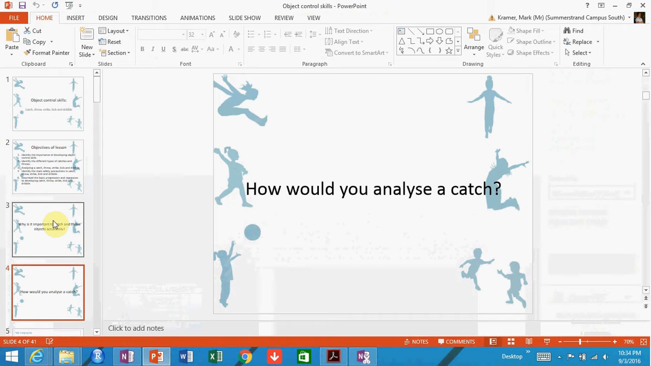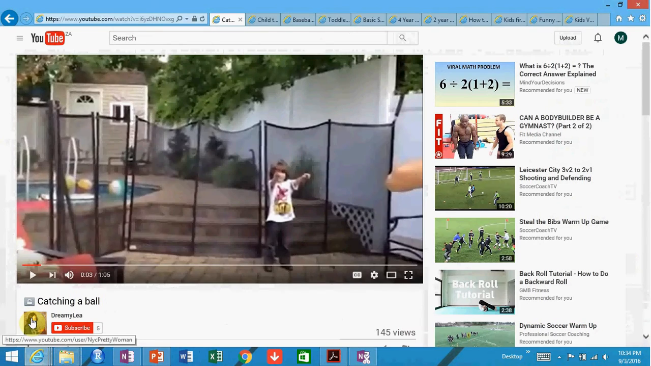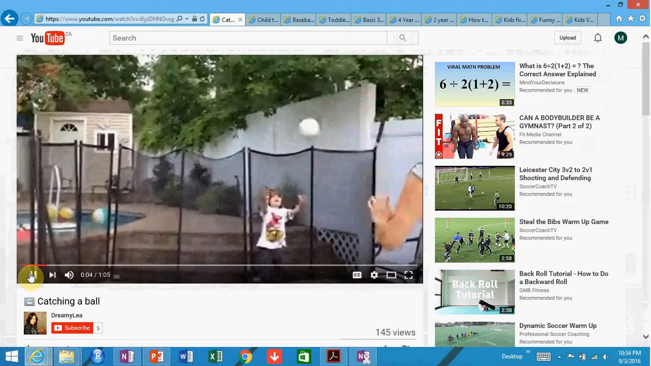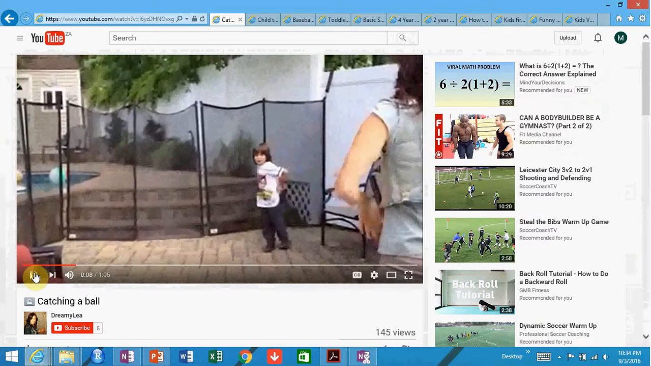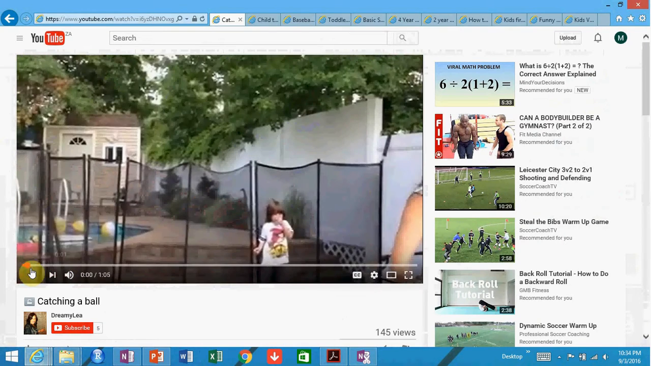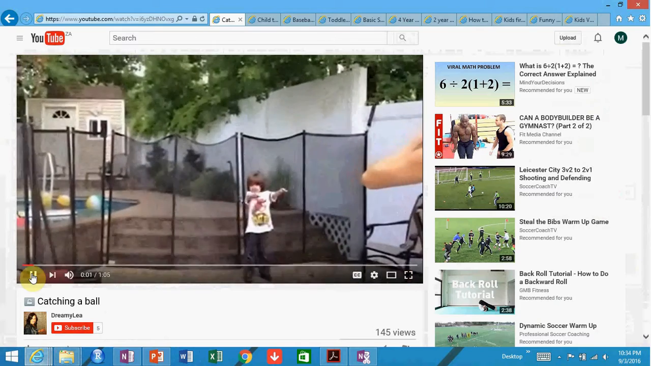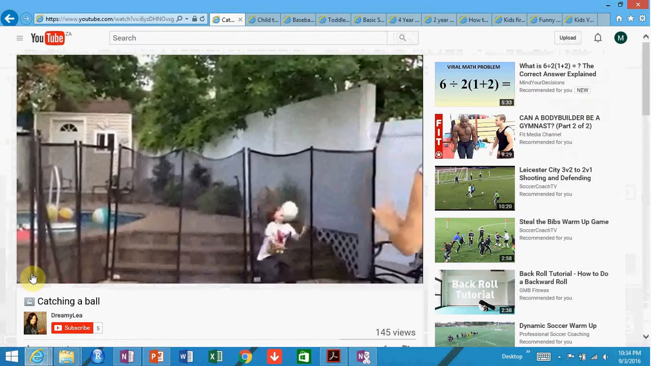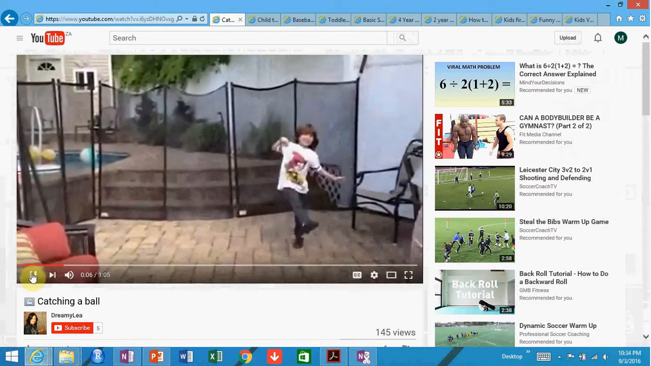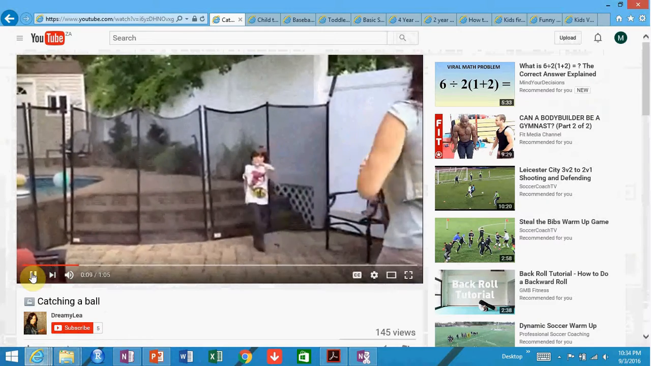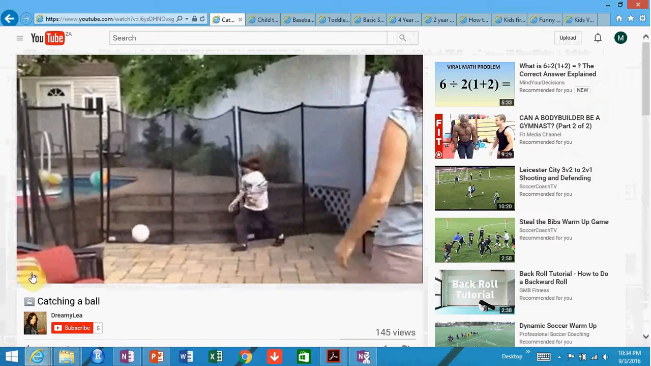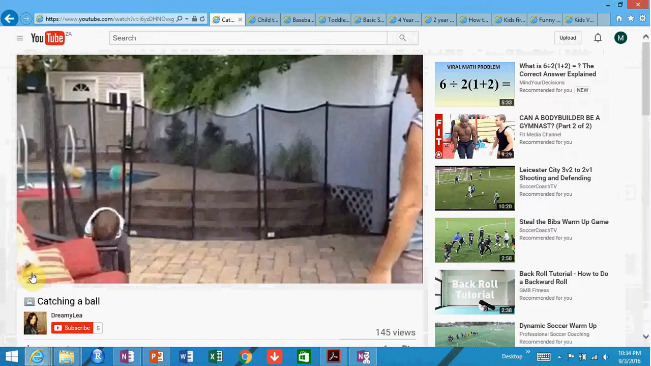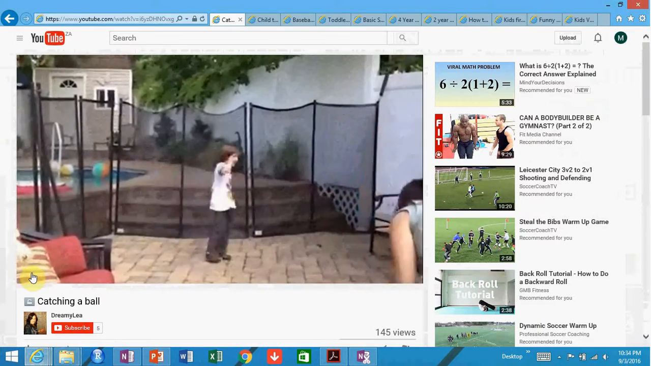Okay, so how would you analyze a catch? Let's look at a video first and see how you would analyze this catch. Okay, so would you say that was a good catch or not? Let's have a look again. Okay, let's look again. So what are you looking at? And what is he doing wrong? And how can we cue him to help him improve his catch?